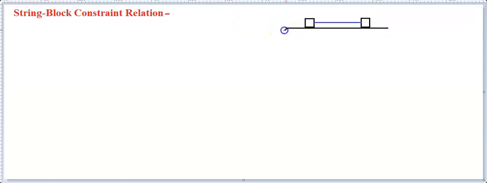Now finding the relation of constrained motion has several ways. We can opt for several ways, and we are going to discuss some of them. Let's say this block is named block A, or one, whatever you name it. This is the second block, and that's a string in between.